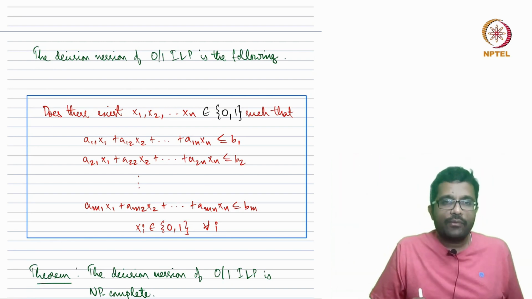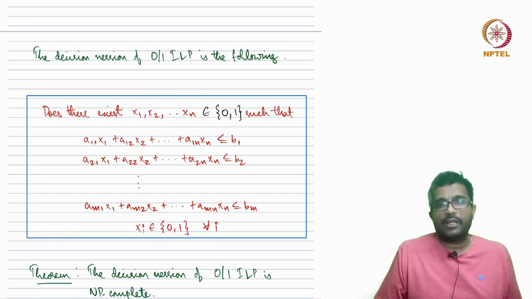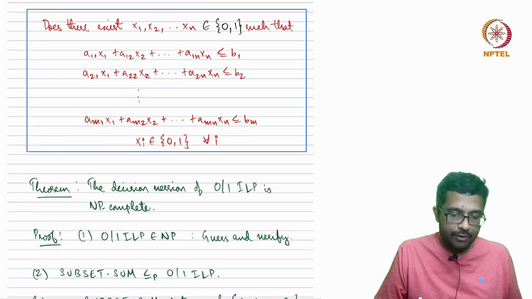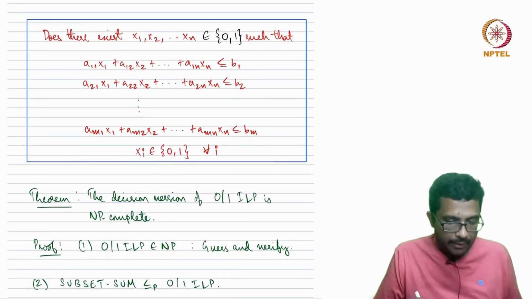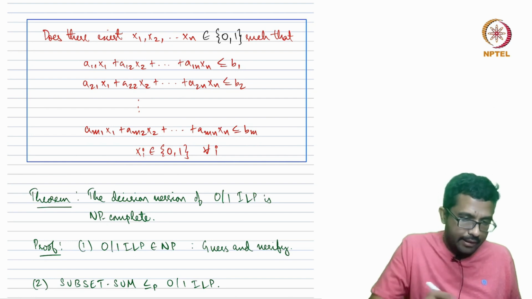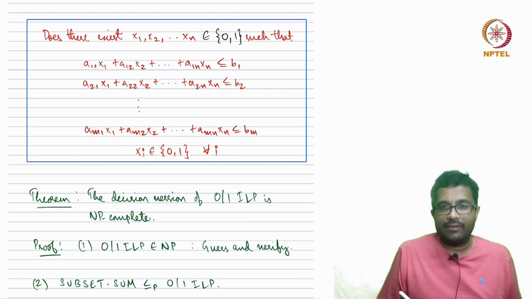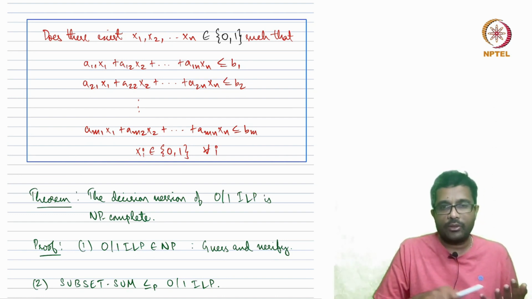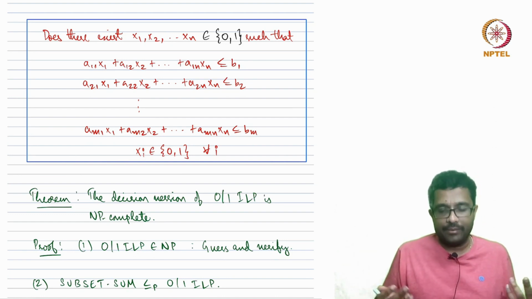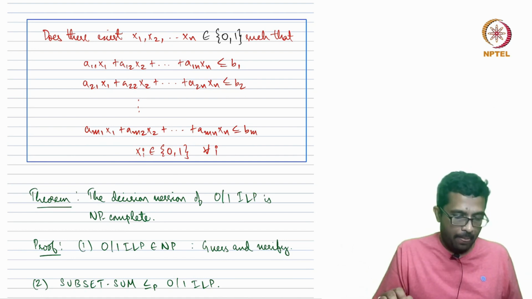Okay, so this is the decision version of 0-1 ILP, and now we are going to see that this problem is NP complete. The decision version of 0-1 ILP is NP complete. This is also very simple to see. It is going to be in NP because you can do the same thing as before, you can guess and verify. You just guess which xis are 0 and which xis are 1. So for each xi you guess 0 or 1, and then you verify whether it meets the constraints. This is the standard thing.